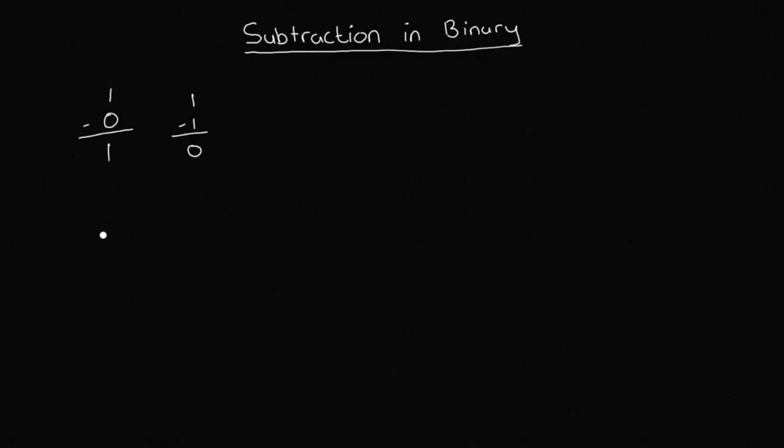Now this time let's jump into a slightly more complex problem. We're going to have 1, 0, 0. Now if you remember from our videos where we were counting in binary, you know that this number is equal to 4 in decimal.